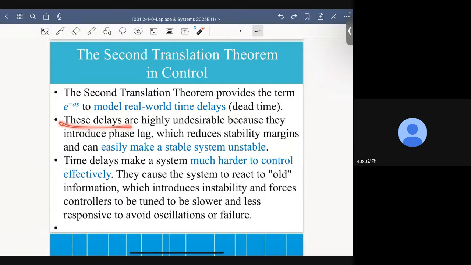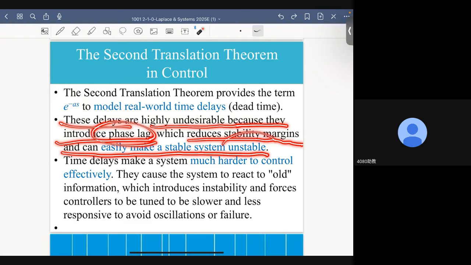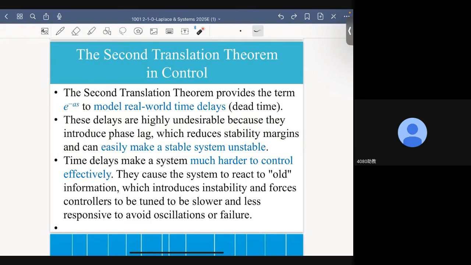These delays are highly undesirable. We don't want time delays, because they introduce phase lag. We will tell you why in the later part of this course when we talk about frequency domain methods, which reduce stability margins and easily make a stable system unstable. So time delay can deteriorate stability. An originally stable system can become unstable due to time delay.